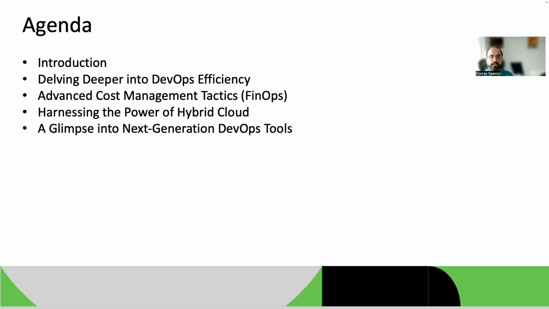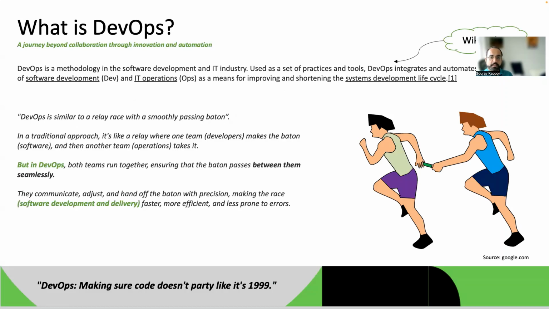And with that, let's look at what is DevOps. I have a Wikipedia definition of DevOps right on the screen for you here. I'm not going to necessarily read that, but in my opinion, what I consider DevOps is essentially, and I often compare that to a relay race with a smoothly passing baton. Now, this analogy helps us understand the core concept of DevOps, which is essentially all about collaboration and streamlined processes.